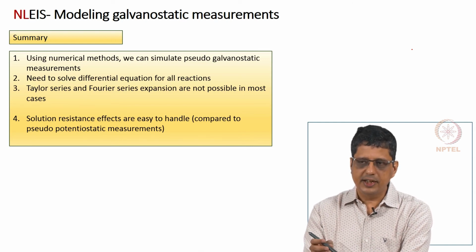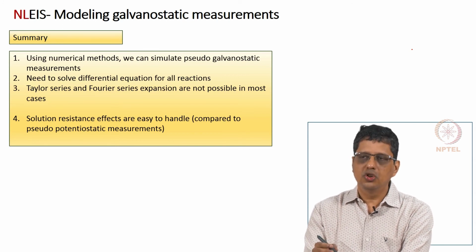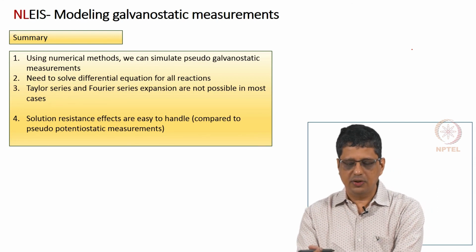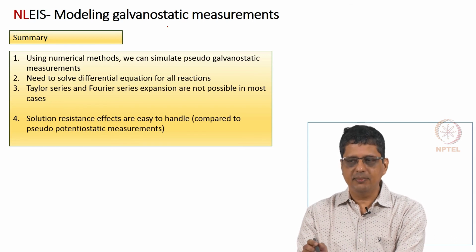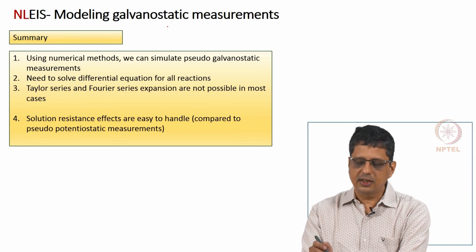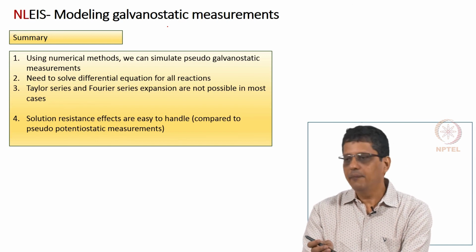Taylor series and Fourier series expansions are not that easy or not possible in the majority of cases. So, numerical simulation is pretty much the only method, as far as I know, that you can use to handle or model pseudo galvanostatic measurements. And in this case, solution resistance effects are easy to handle, at least compared to what we had to do in case of potentiostatic measurements. Okay. We will stop here today.